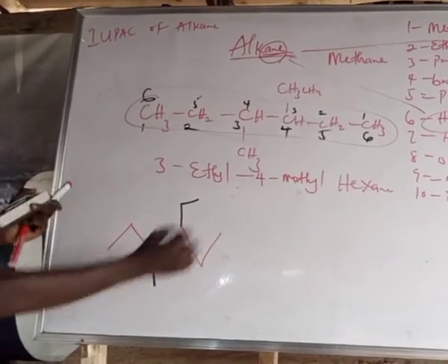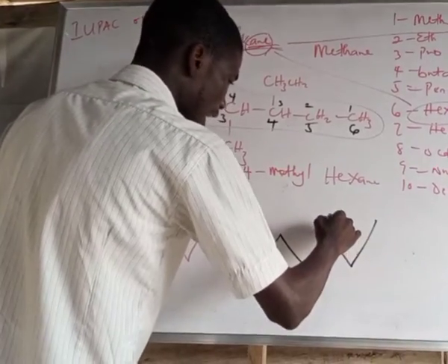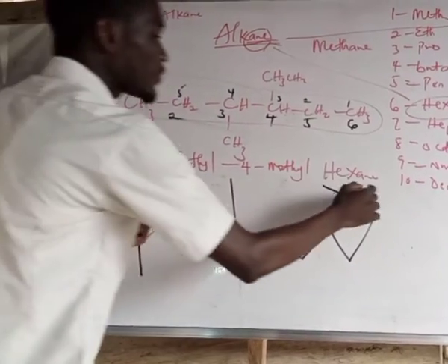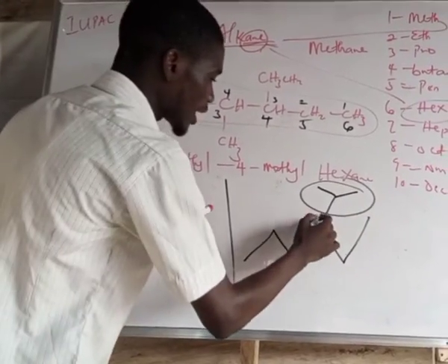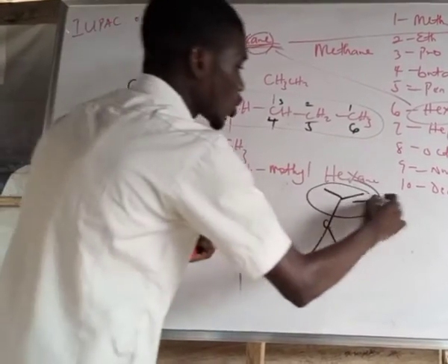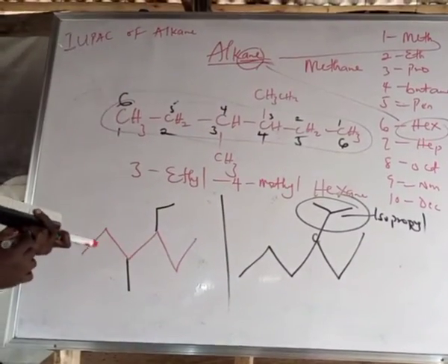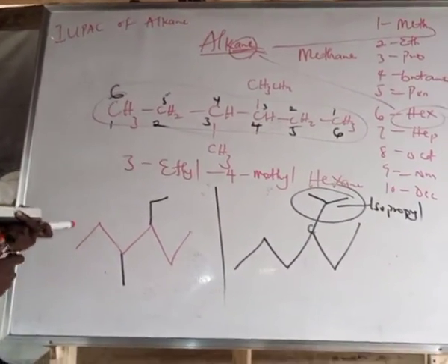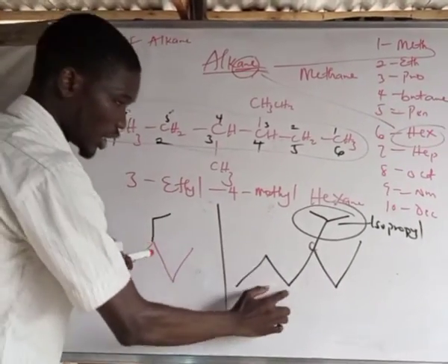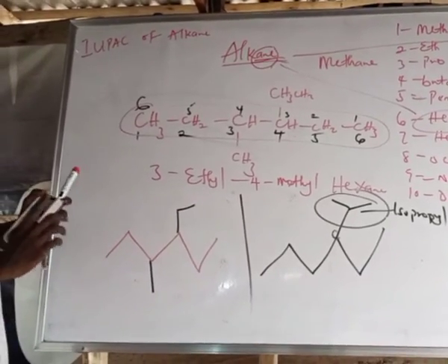Now, if, for example, I have something like this, with this group here, what you have here is classified by the carbon that is attached to the second carbon. So I can call this one isopropyl. Now don't forget to count 1, 2, 3, 4, 5, 6, and 1, 2, 3, 4, 5, 6. So it is hexane.